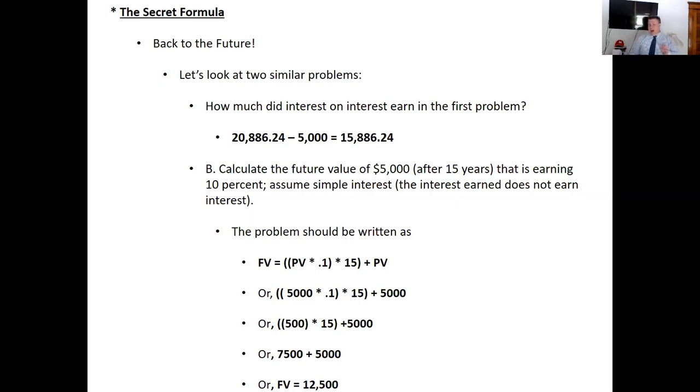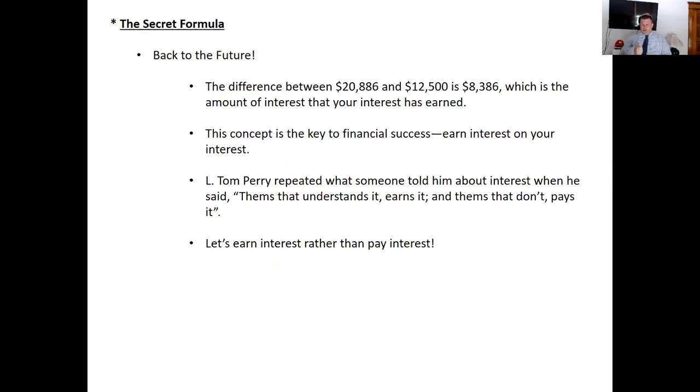Now, remember when I said Albert Einstein said compound interest was the most powerful force in the universe? Look at the difference between the $15,886.24 we got from compounding our interest, where our interest earns interest, compared to the $12,500 where it's only our principal that's earning interest. The difference between $20,886 and $12,500 is $8,386, which is the amount of interest your interest has earned. And this concept is the key to financial success. Earn interest on your interest.